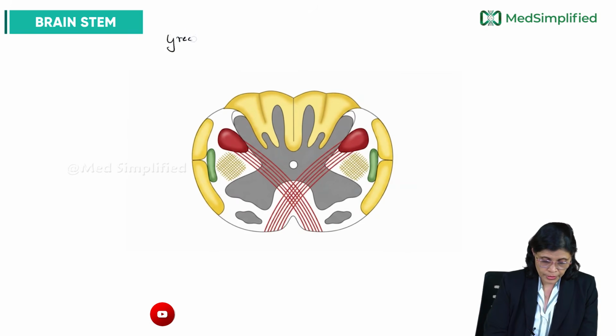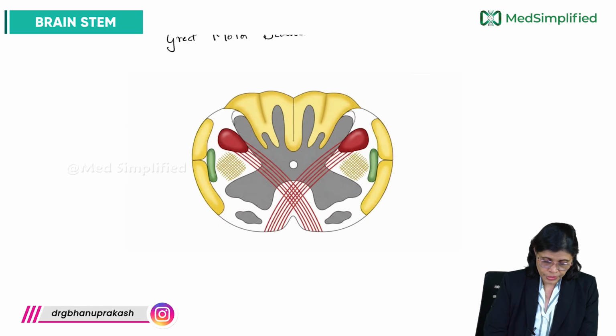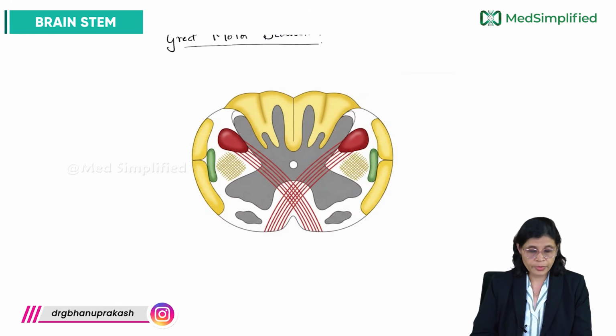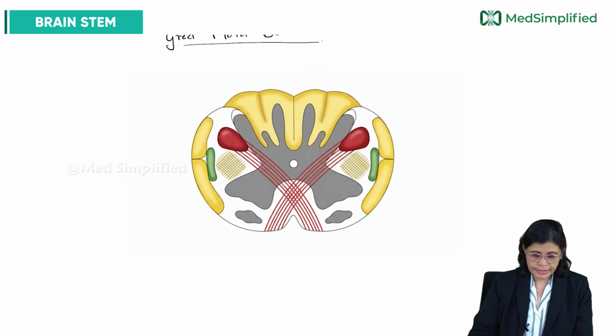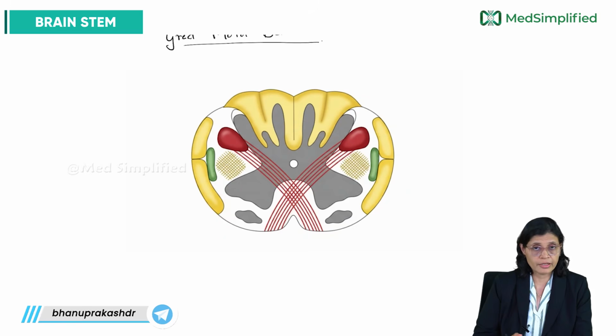Why do we call it so? Basically because these motor tracts are decussating. Now, if you see the section, it looks like the spinal cord section, but there are certain features which differ a little from that of the section of the spinal cord.